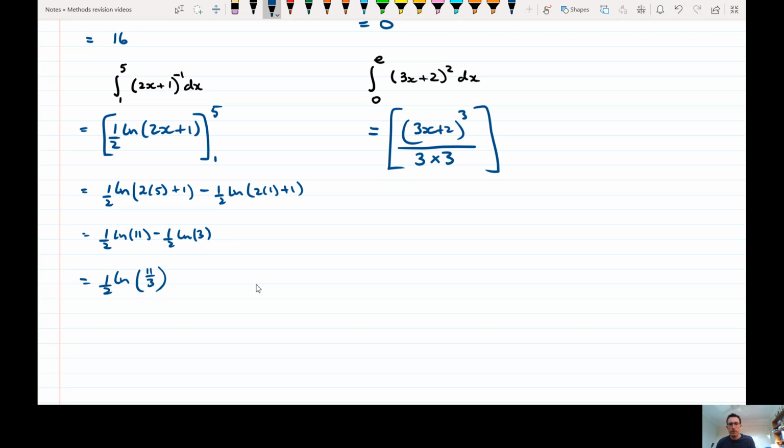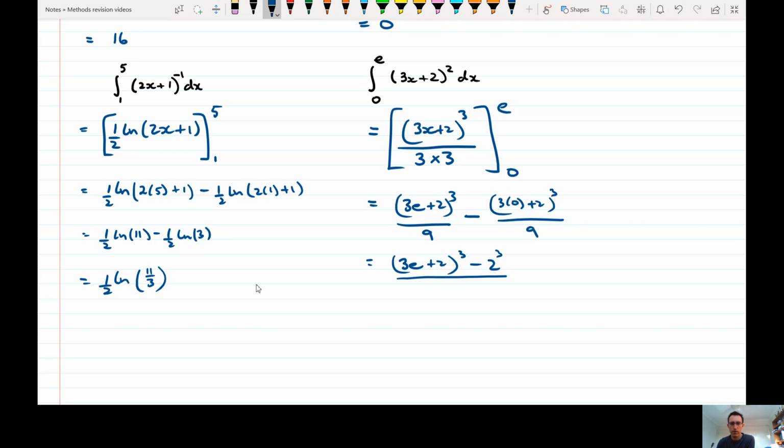And then I'm going to substitute e and 0 in. So putting e in, you're going to get 3e plus 2 cubed over 9 minus 0 goes in. You get 3 times 0 plus 2 cubed also over 9. And then we're going to simplify: 3e plus 2 cubed minus 2 cubed all over 9. This can actually be factorized further. I think on an exam this would be sufficient. Sorry, I have to write that as 8.